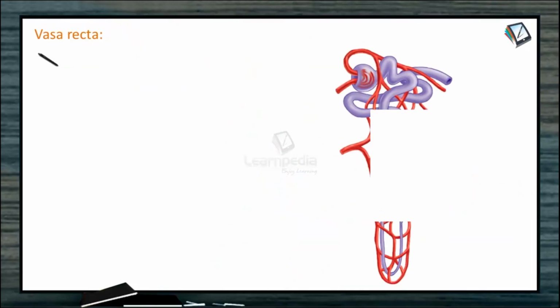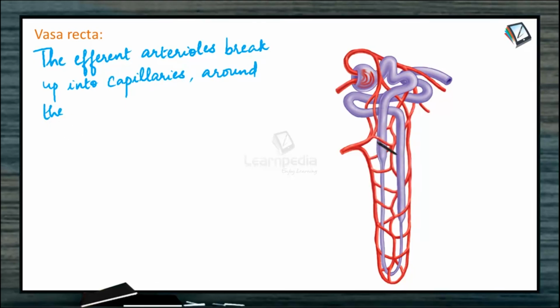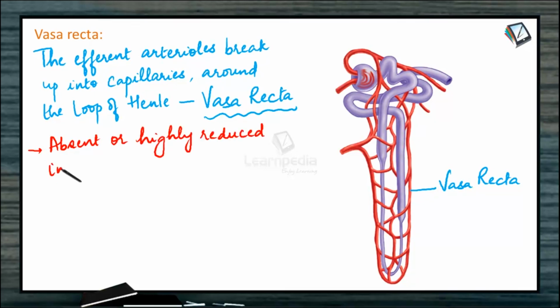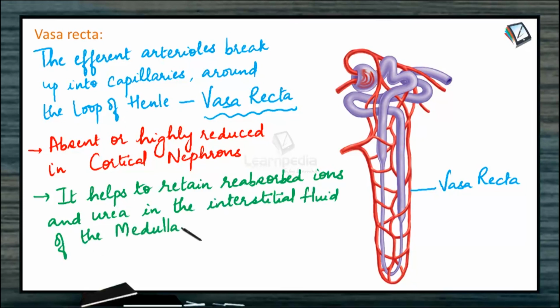Vasa recta. The efferent arterioles break up into capillaries around the loop of Henle. We have already discussed that the capillaries around the loop of Henle are known as vasa recta. Vasa recta is absent or highly reduced in the cortical nephrons. It helps to retain reabsorbed ions and urea in the interstitial fluid of the medulla.